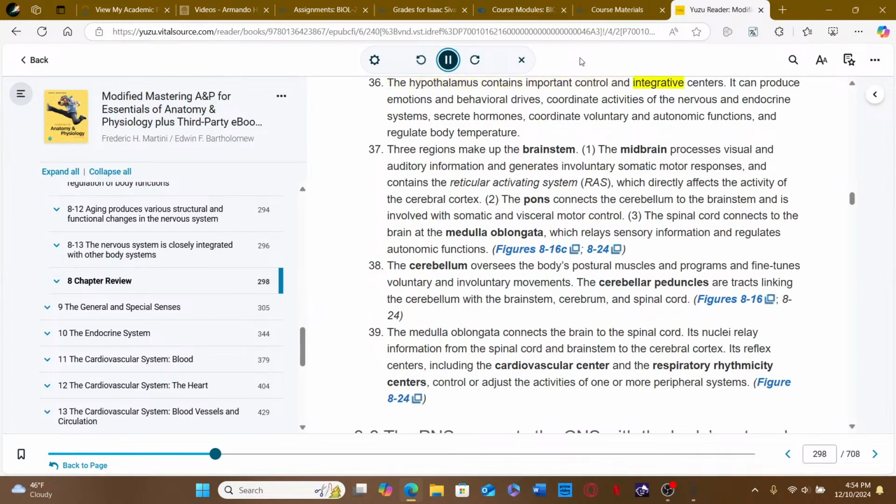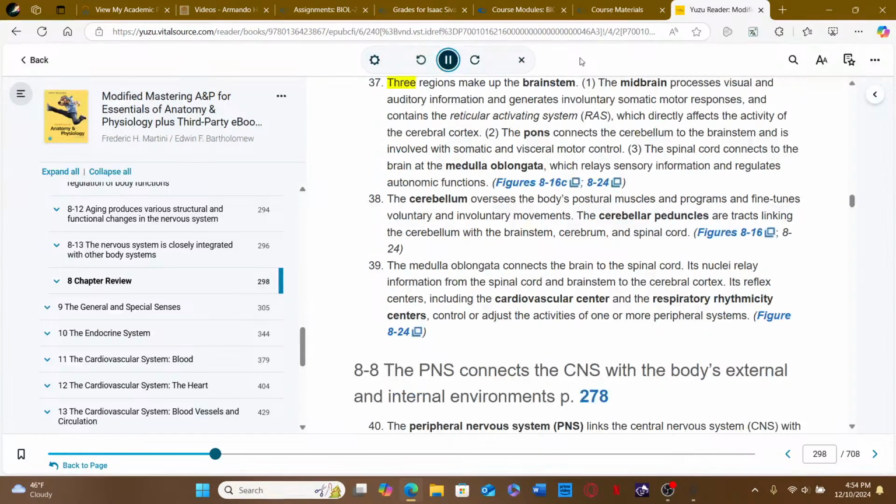The hypothalamus contains important control and integrative centers. It can produce emotions and behavioral drives, coordinate activities of the nervous and endocrine systems, secrete hormones, coordinate voluntary and autonomic functions, and regulate body temperature.